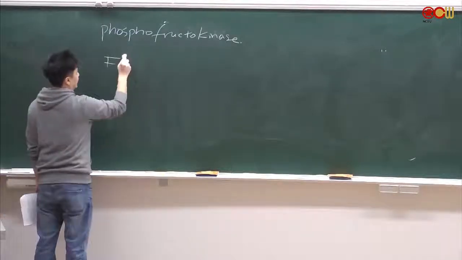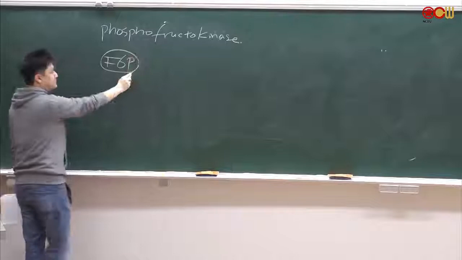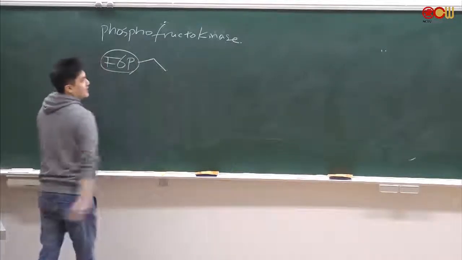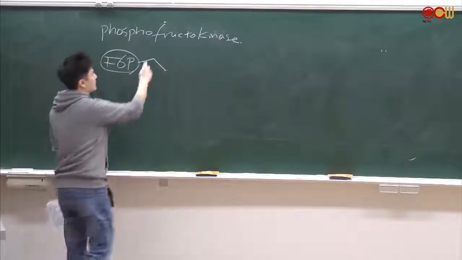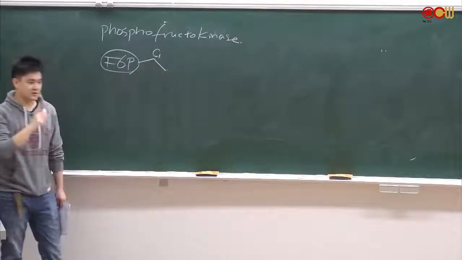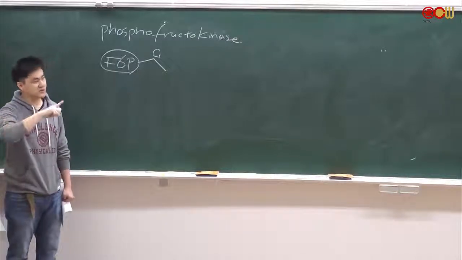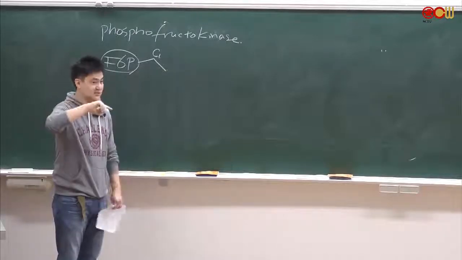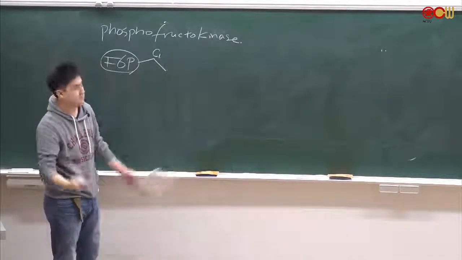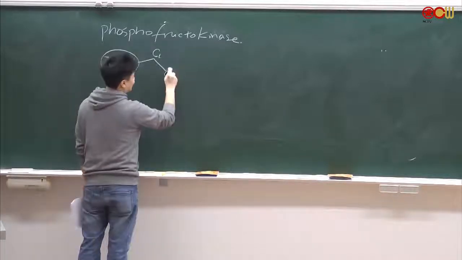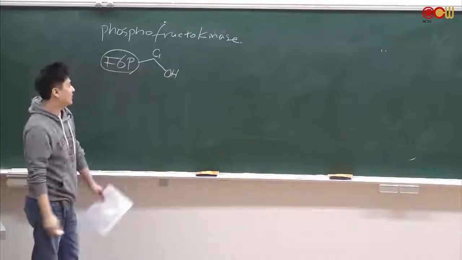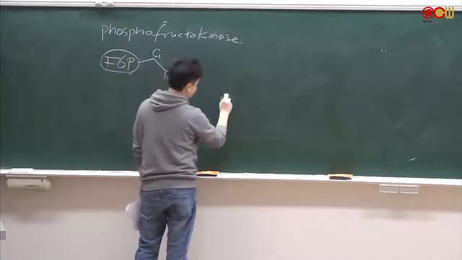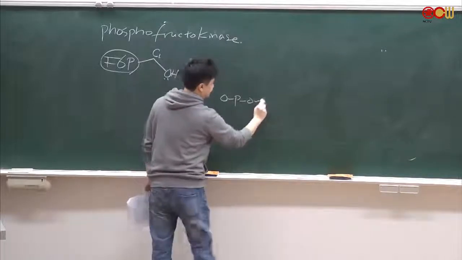You have F6P. And on F6P, the carbon 1. Remember for ketoses, we start numbering the carbons based on whichever end is closest to the carbonyl. Okay, whatever. So it still has a free OH on carbon 1. So it's going to do the same business as the previous one.